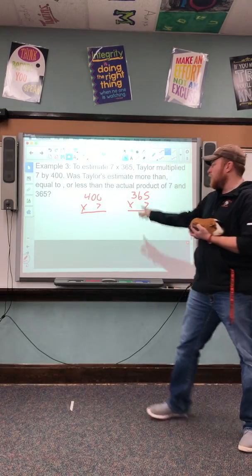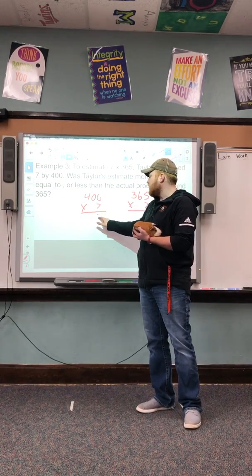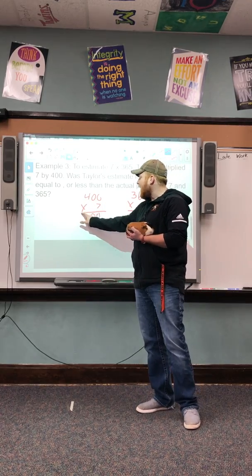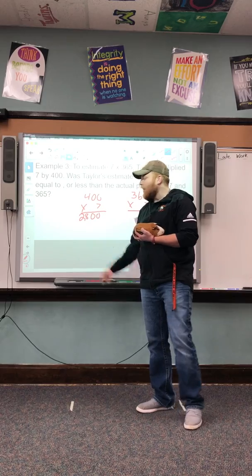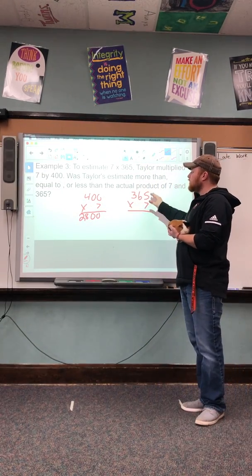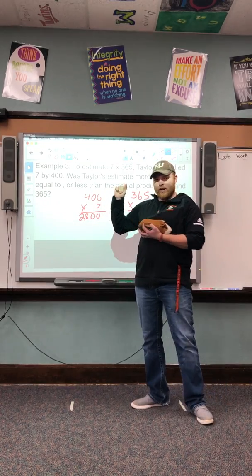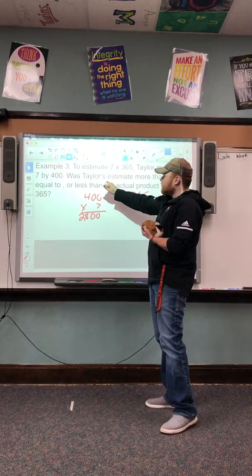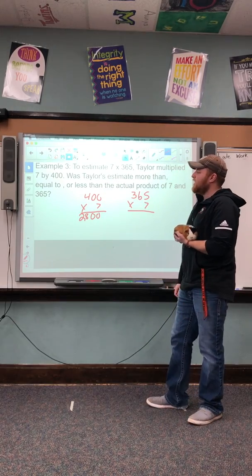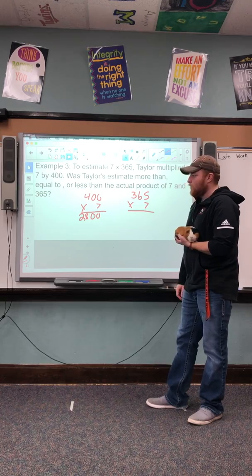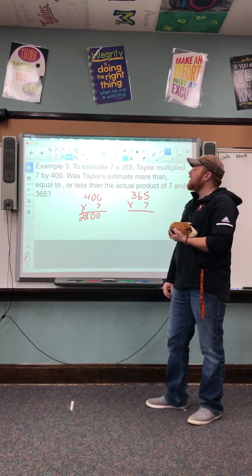We could do this actually right now. 7 times 0, 7 times 0, 7 times 4 is 28. So we would get 2,800. Instead of having to multiply this all out, it's quick, easy math for when we rounded. But now the question is, was Taylor's estimate more than, equal to, or less than the actual product of 7 and 365? It would be greater than.